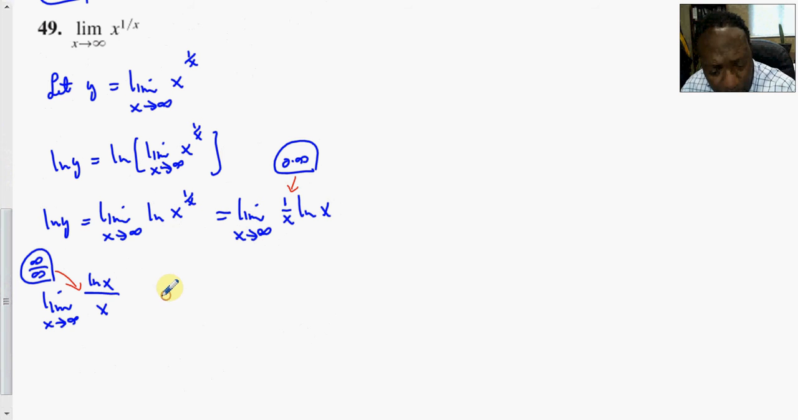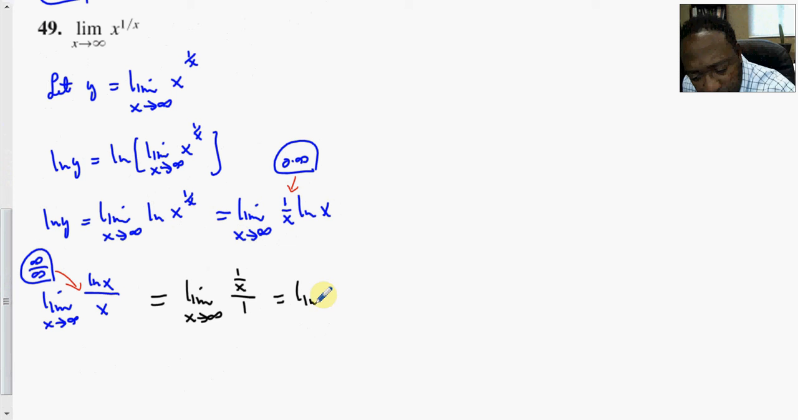So if that be the case, we take the derivative of the numerator divided by the derivative of our denominator. Well, the derivative of the natural log of x is 1 over x times the derivative of x. That just gives us 1, divided by the derivative of x. That gives us 1. So this is the limit as x goes to infinity of 1 over x. Now as x goes to infinity, 1 over x goes to 0.